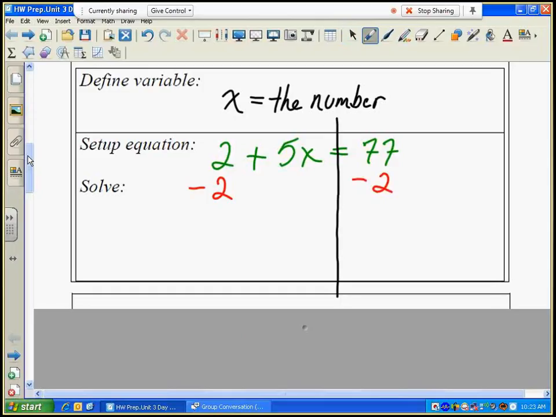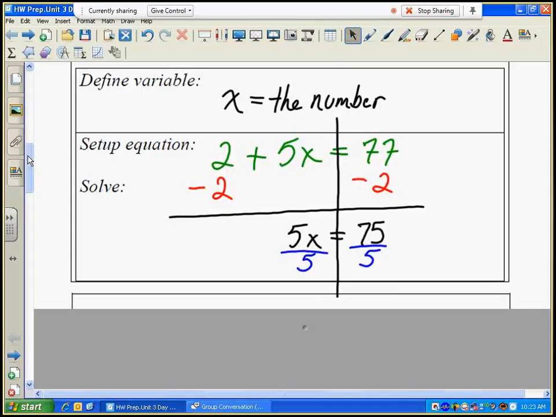Look, Mr. Goethals, I am performing an operation on both sides. What I have left over is 5X equals 75. Next, I'm going to divide that 5 away. Performed another action there. And what we're going to get at the end is X equal to 15. So that means that number is 15.